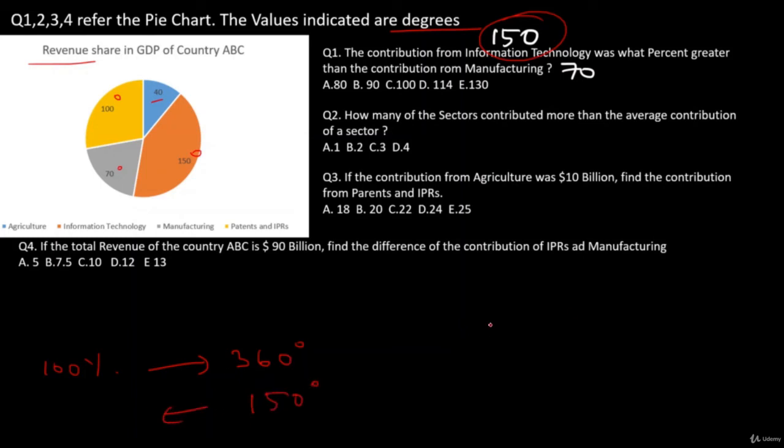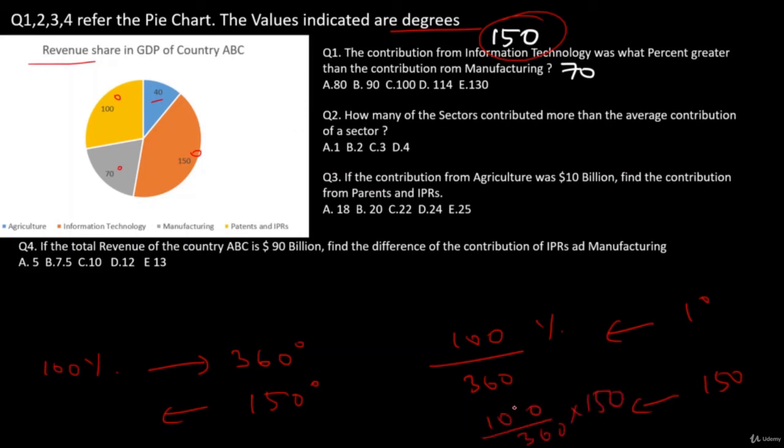So 1 degree would be 100 divided by 360 percent, right? That's 1 degree, by dividing both sides by 360. So to find 150 degrees, you just need to multiply it. So that's 100 by 360 into 150. If you calculate this, you are converting 150 degrees in terms of percentages.